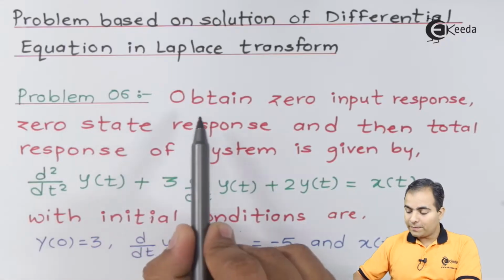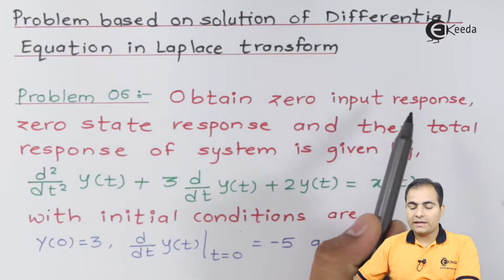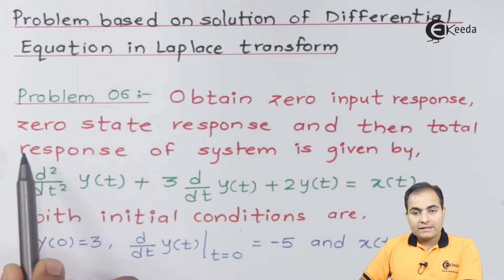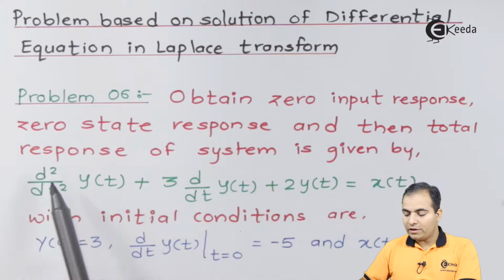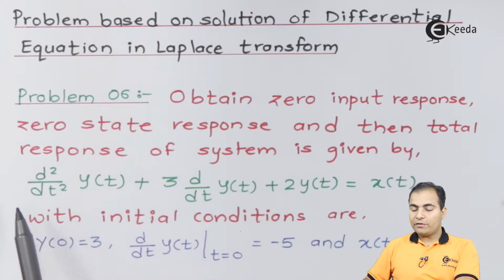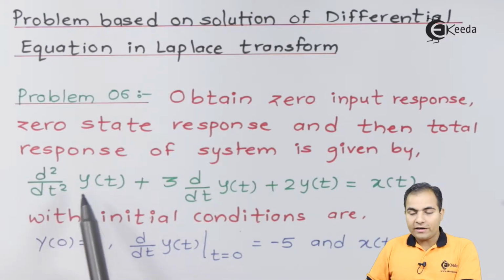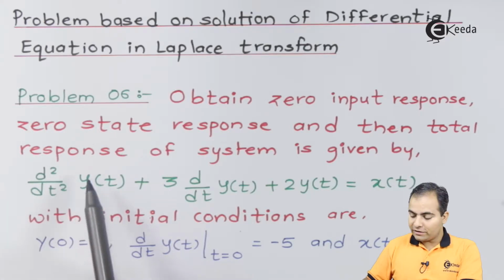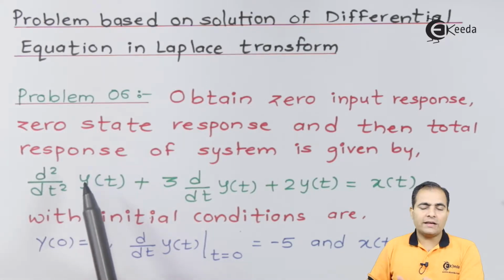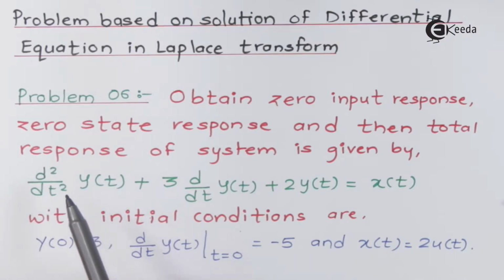Problem number 6. Obtain zero input response, that is ZIR, ZSR, that is zero state response, and at the end the total response of the system, where the equation is given by d square by dt square of y of t. Now in the previous numerical it was written like y double dash of t, which is a second order differentiation. You can write this equation in two ways: either you can write d by dt or else y dash of t. You can use a dash term or else a d by dt term.